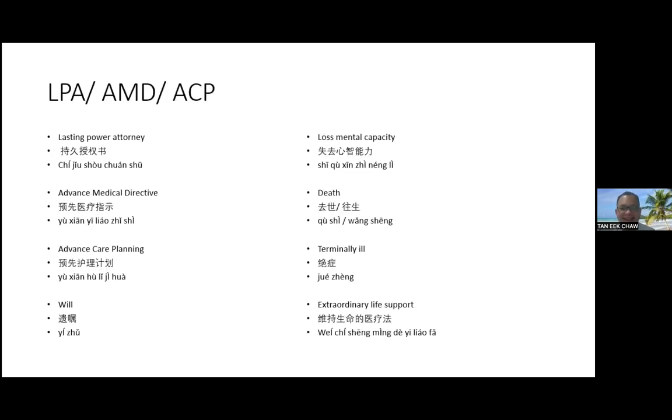No, okay. So I would also like to touch on some of the primary care topics, right, to emphasize for the patients, especially elderly. One is LPA, AMD, and ACP. You have all heard about them before. What is LPA, AMD, and ACP? So LPA actually is lasting power of attorney. Lasting power of attorney in Chinese is called 持久授权书.